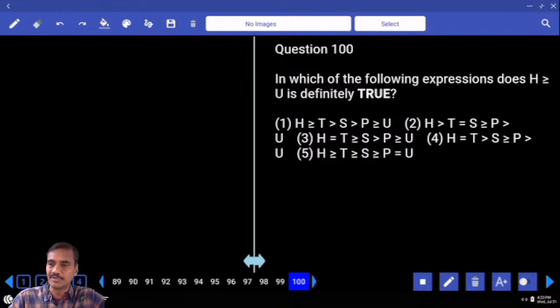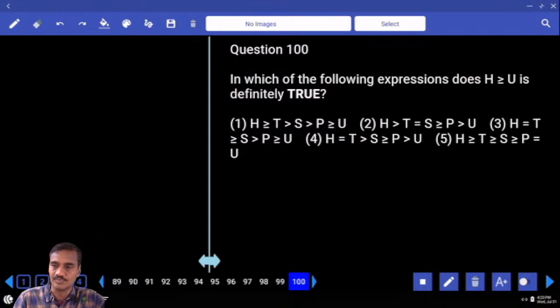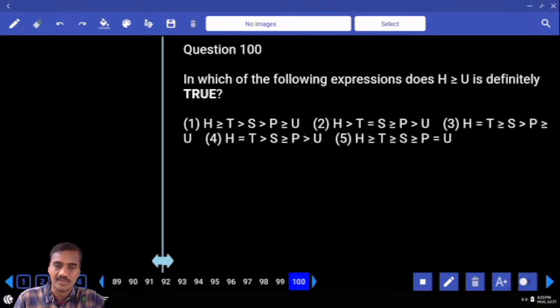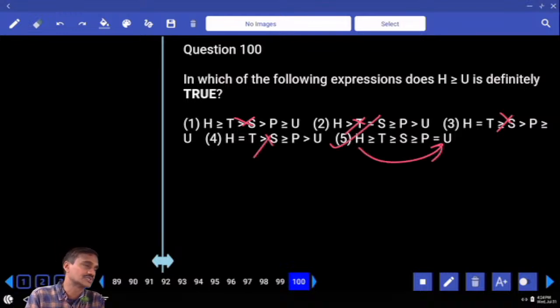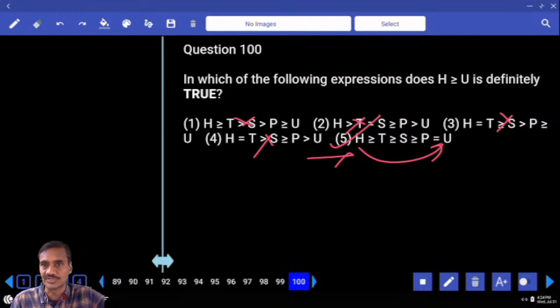Then 100, H greater than or equal to U. Now tell me from which statement H greater than or equal to U is definitely true. Now here, H and U, H greater than U but not equal. Now here H greater than U. Now here H greater than U. Here H greater than U. Now H greater than or equal to U, choice 5. Clear? You can work out this one in less than 20 seconds.